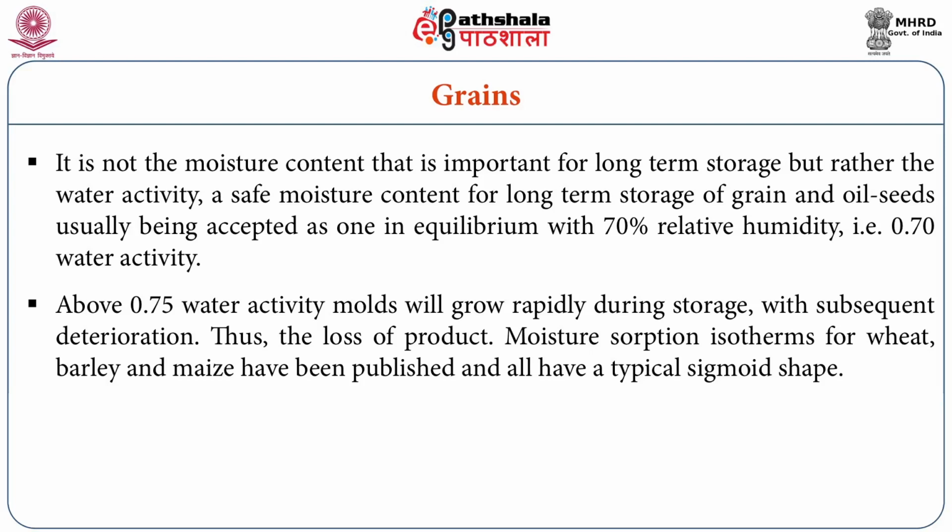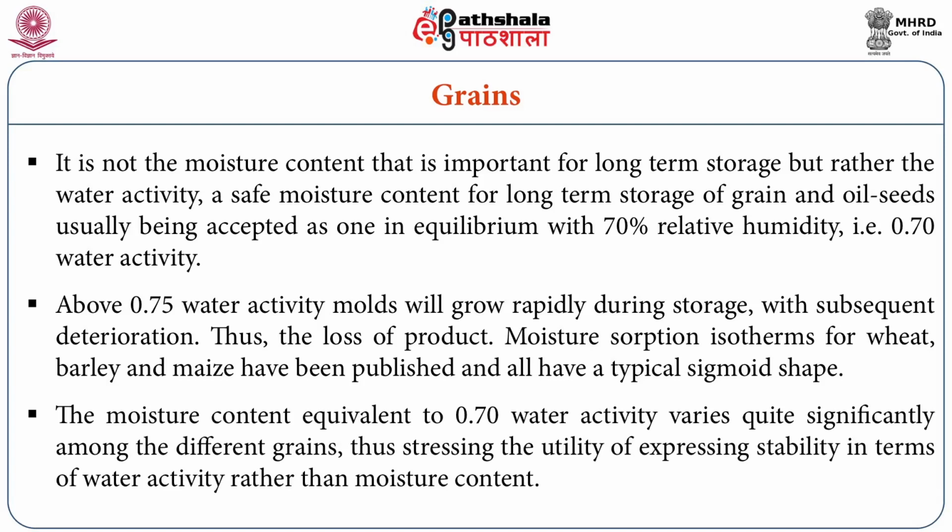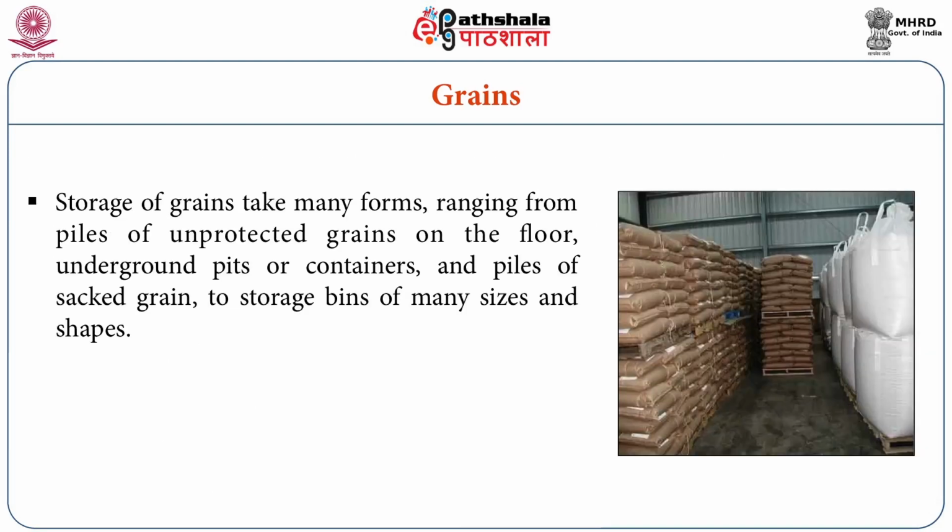Moisture sorption isotherms for wheat, barley, and maize have been published, and all have a typical sigmoid shape. The moisture content equivalent to 0.7 water activity varies quite significantly among the different grains. Thus, stressing the utility of expressing stability in terms of water activity rather than moisture content is important. Storage of grains takes many forms, ranging from piles of unprotected grains on the floor, underground pits or containers, and piles of sacked grains to storage bins of many sizes and shapes.